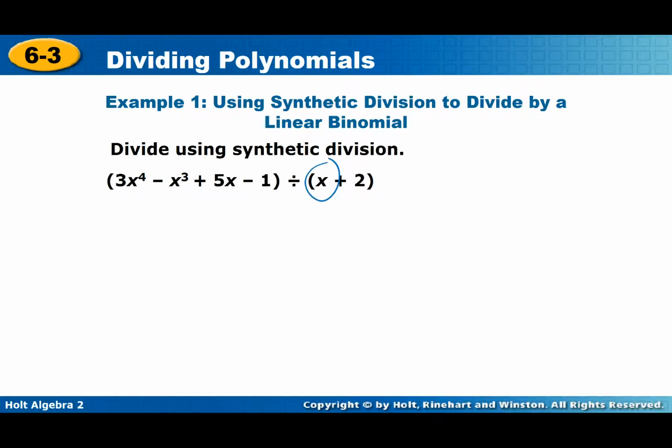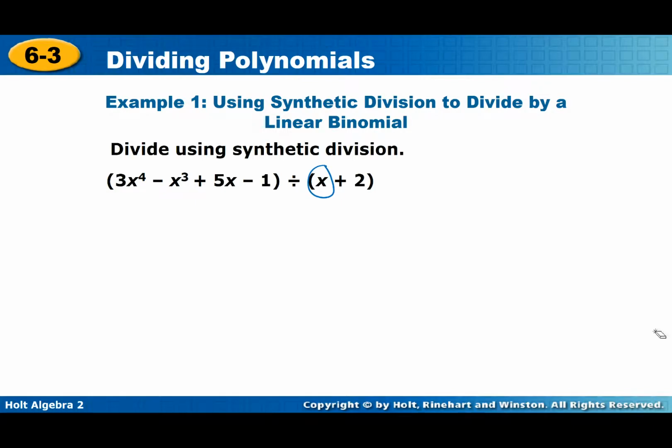Basically, what I'm trying to say is that there has to be just a plain x in the binomial you're dividing it by. It's not going to divide things like 3x plus 2 or 6x plus 2 or negative x plus 2. It has to be a plain x here. And it doesn't really matter what this is. It could be positive, negative.